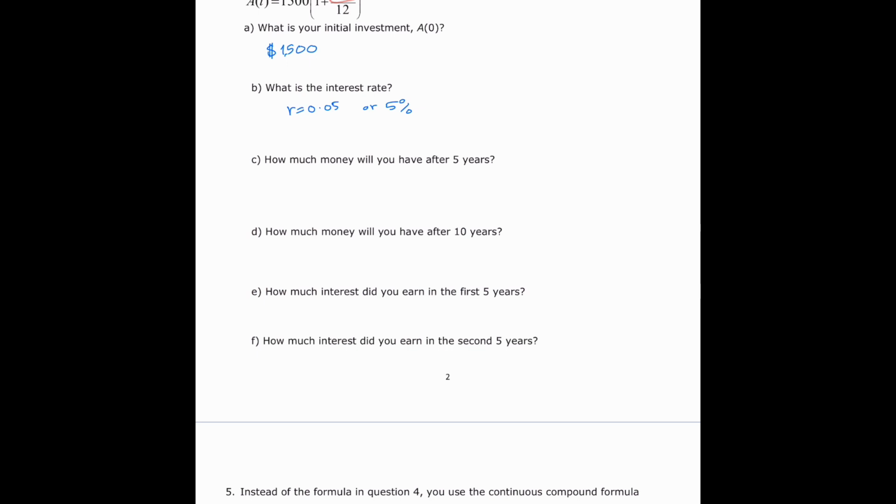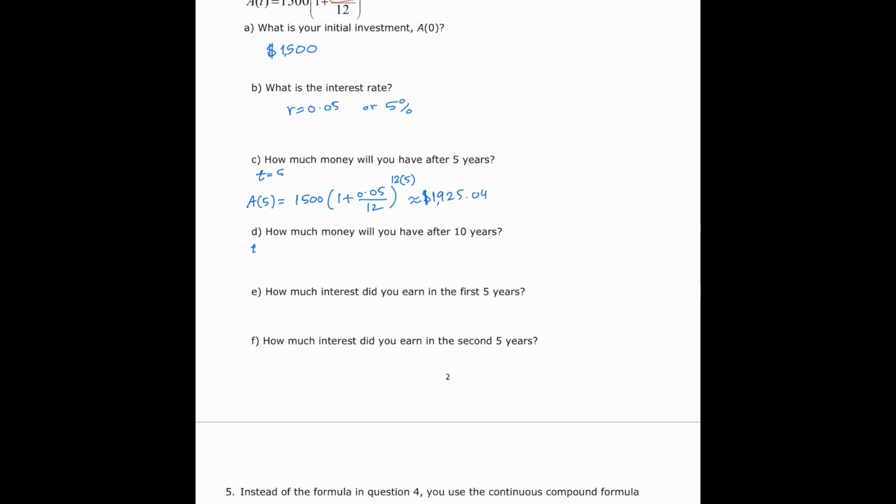How much money will you have after 5 years? So after 5 years, you're going to replace t with 5. So you're going to say A of 5 is equal to 1,500 times 1 plus 0.05 over 12 raised to the 12 times 5. And if you plug that into your calculator and compute it, you're going to get approximately $1,925.04.